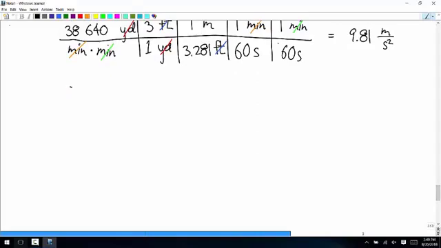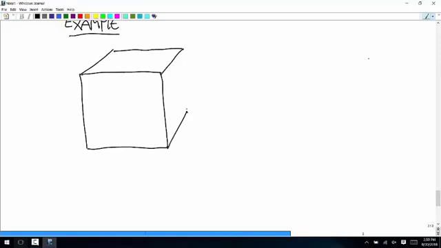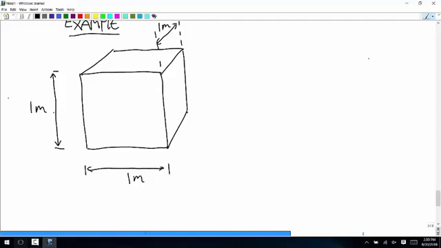Okay, so let's do another one, and I want you to see if you can sort of think through this one. Let's say that we have a big block, a big cube, where the length of every side is 1 meter. And we want to know how many little 1 centimeter cubes would fit inside this box.